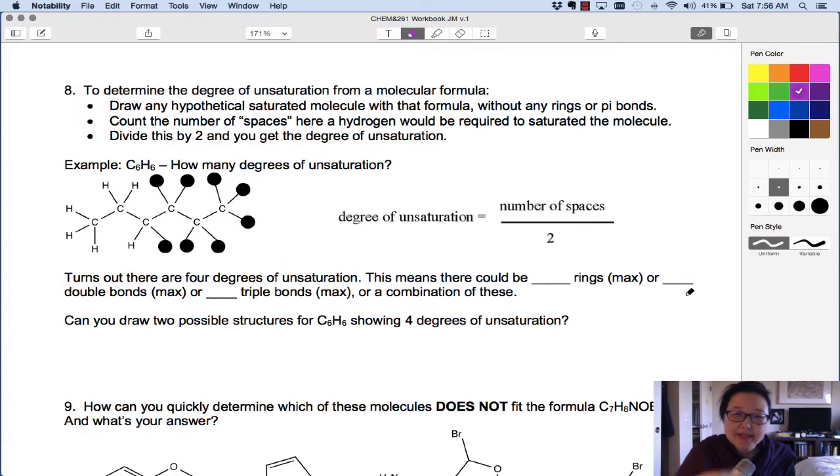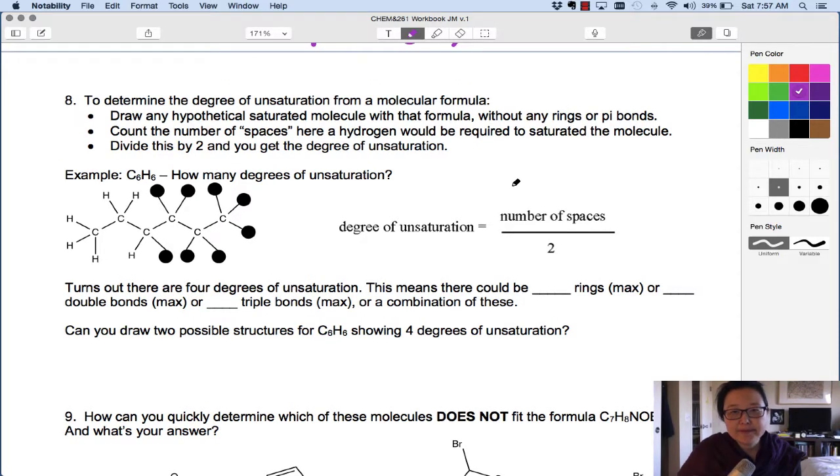Now I'm going to show you how to go in reverse. If you had a chemical formula, without drawing the molecule, could you tell how many degrees of unsaturation it might have? This is really handy because I might say C6H12, draw me some isomers of those. You might start with a straight chain and draw all these saturated ones before you realize, oh, they all have 14 hydrogens. I didn't account for the degree of unsaturation there. So it really helps to know.